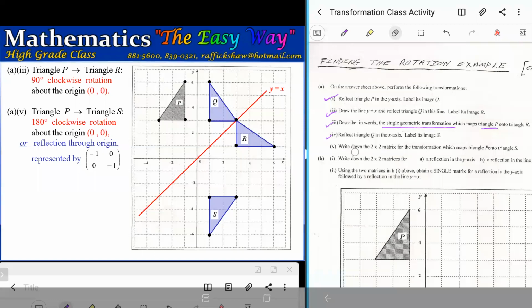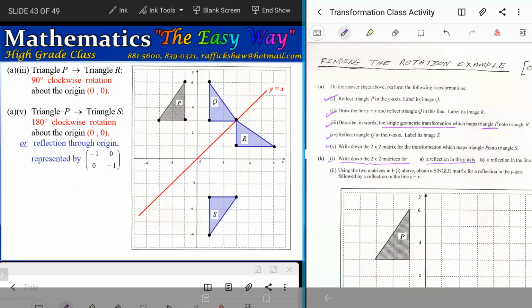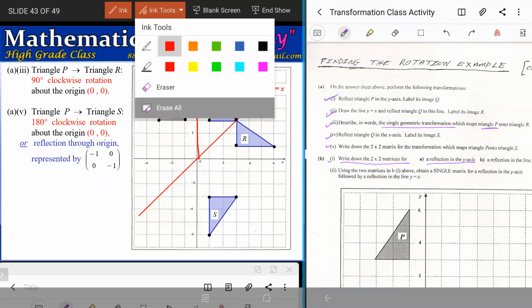So we'll just finish now part 5. Look at part B now, B1. I want us to write those matrices again. Write them down. How are you going to write them down if you don't know them? You have to learn, you have to know them. So write down the matrices for reflection in the y-axis, which is the first thing that we did over here. First part up here was a reflection in the y-axis, which is what we did to go from this to this. All right? You have to know the matrices.